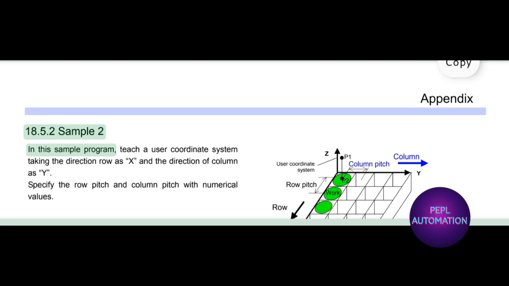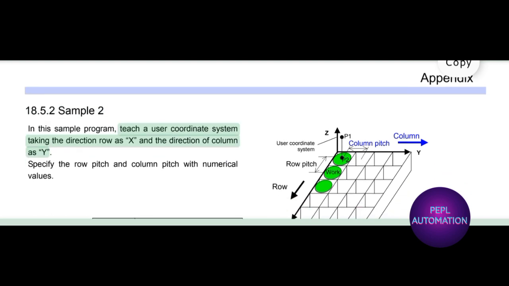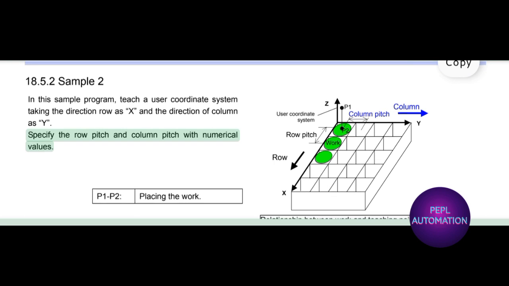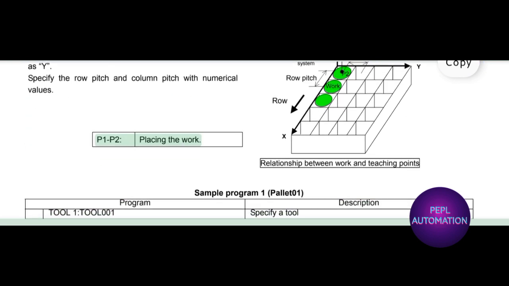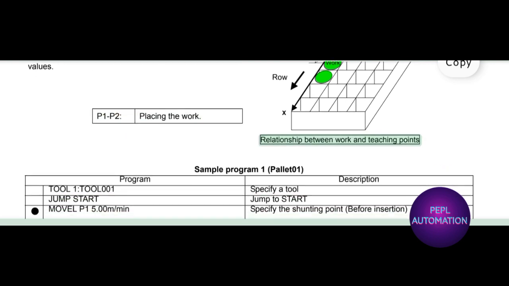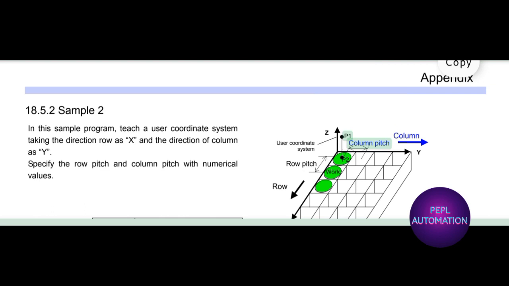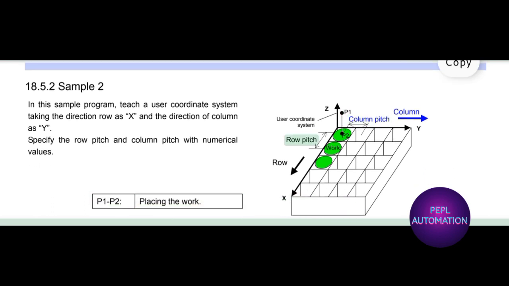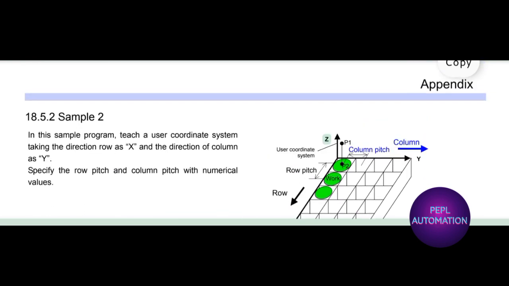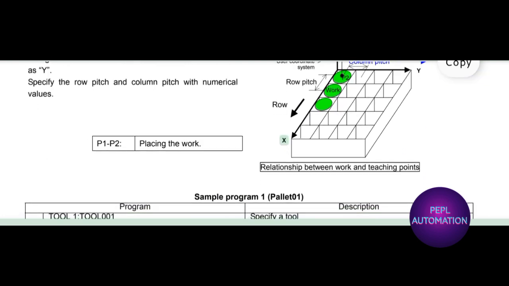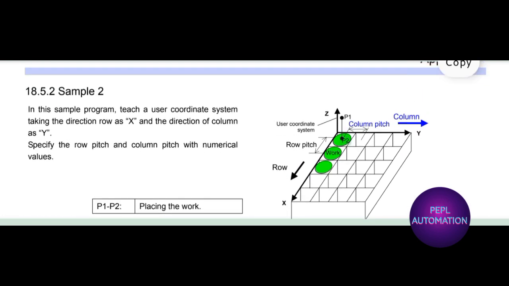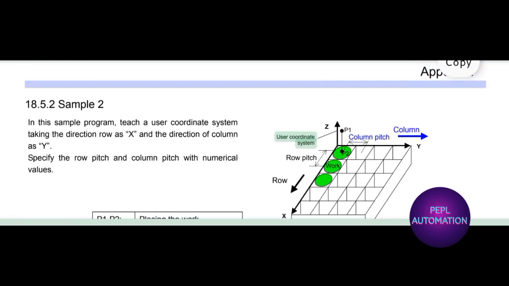18.5.2 Sample 2. In this sample program, teach a user coordinate system taking the direction of row as X, and the direction of column as Y. Specify the row pitch and column pitch with numerical values. P1, P2. Placing the work. Relationship between work and teaching points: column pitch, row pitch, row, column, Z, Y, X, work, P2, user coordinate system.